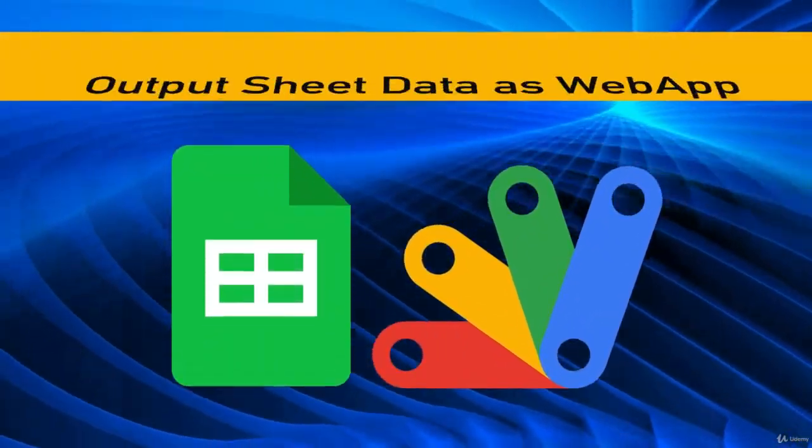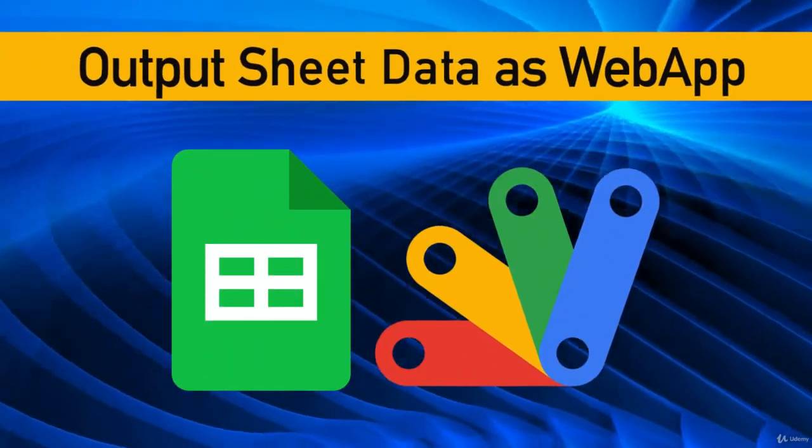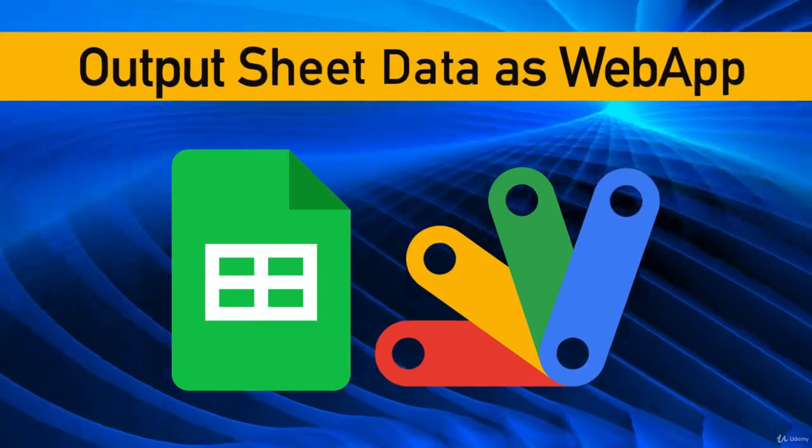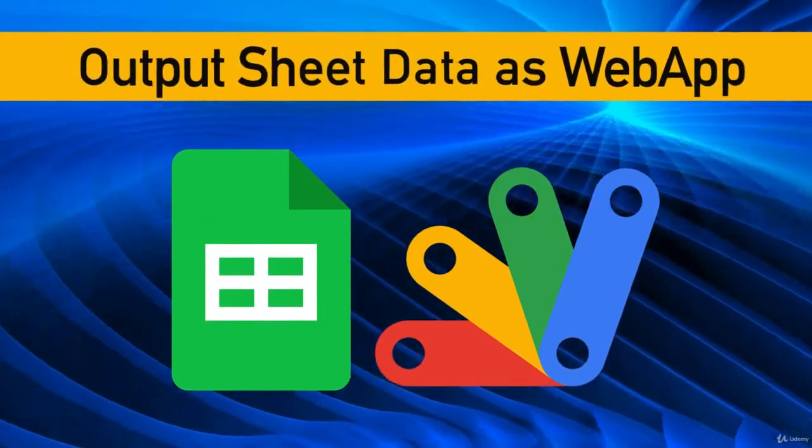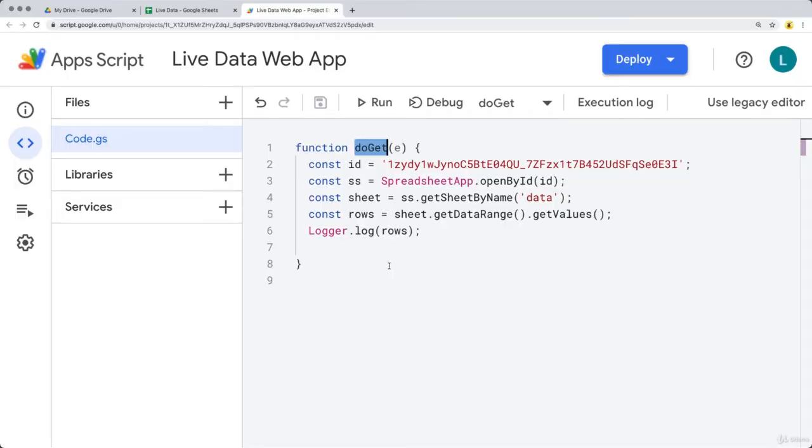In this lesson, we're going to be launching the web app. So last lesson we left off, we created a function called doGet. doGet is the default function that web apps are going to look for, and it's going to run the code that's contained within the doGet function. So let's continue to build out this function and do a return of a content service.